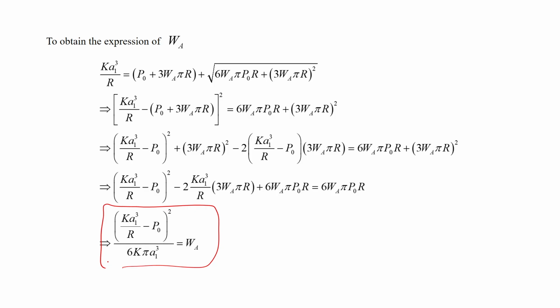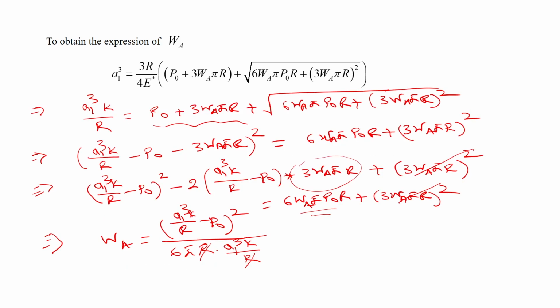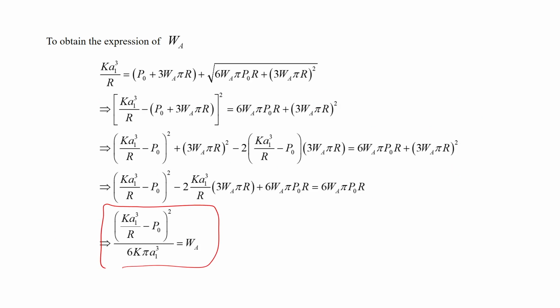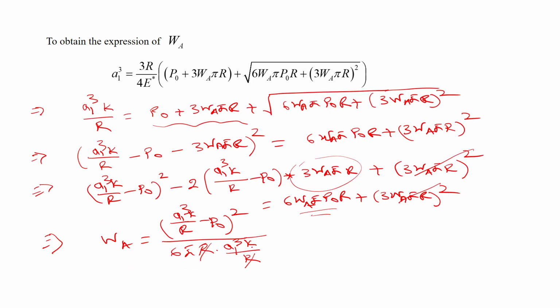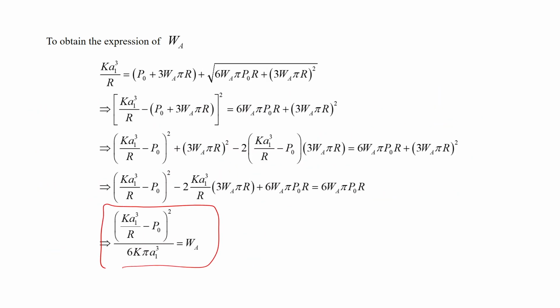So, it is k, A1 cube by R minus P0, that is square, divided by 6 pi A1 cube. That is what is equal to the work of adhesion. So, if we know P0, and let us say A1 and k, you can actually calculate what the work of adhesion is.